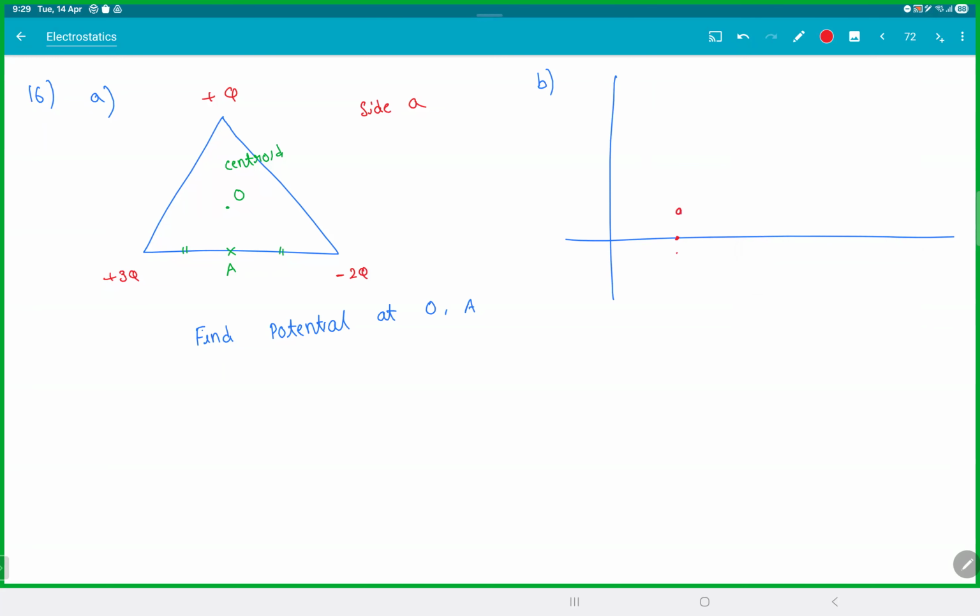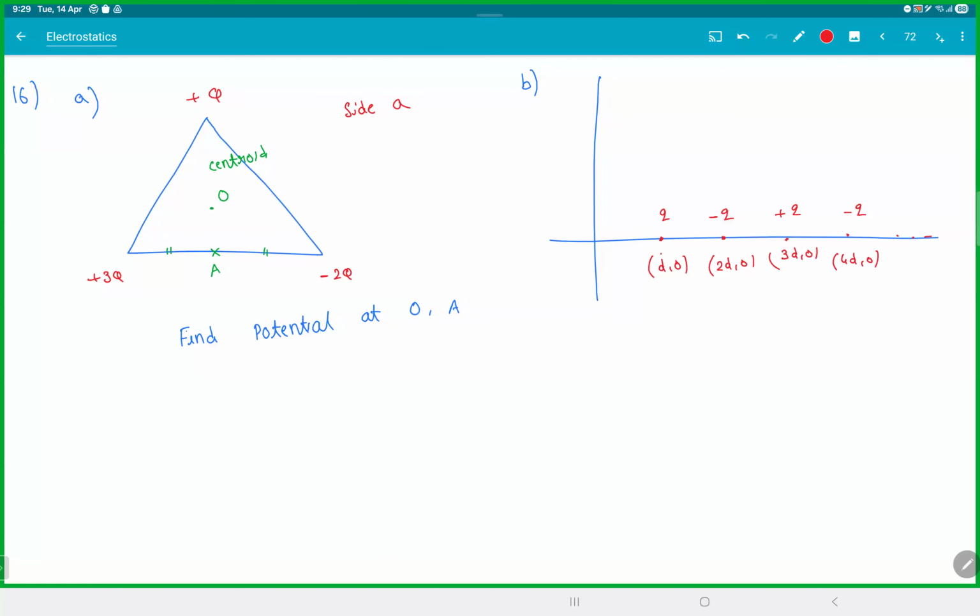So let's say we got a charge q here. This is d comma 0. This is minus q, 2d comma 0. This is again plus q, 3d comma 0. This is again minus q, 4d comma 0. And so on till infinity. Find the potential at the origin.